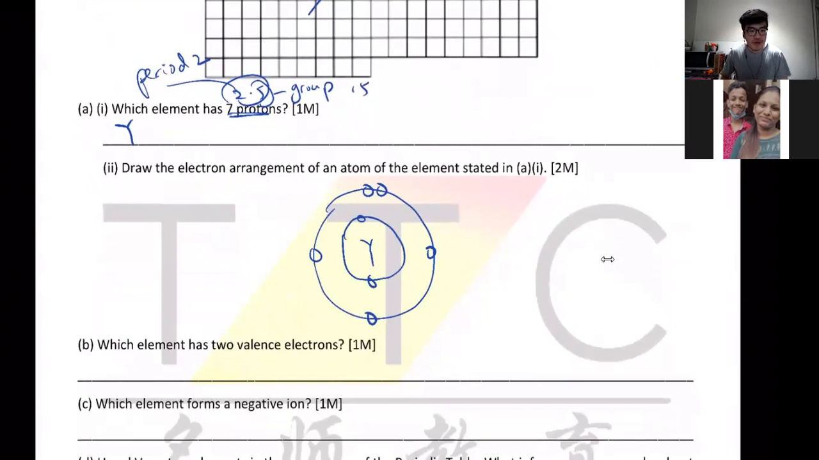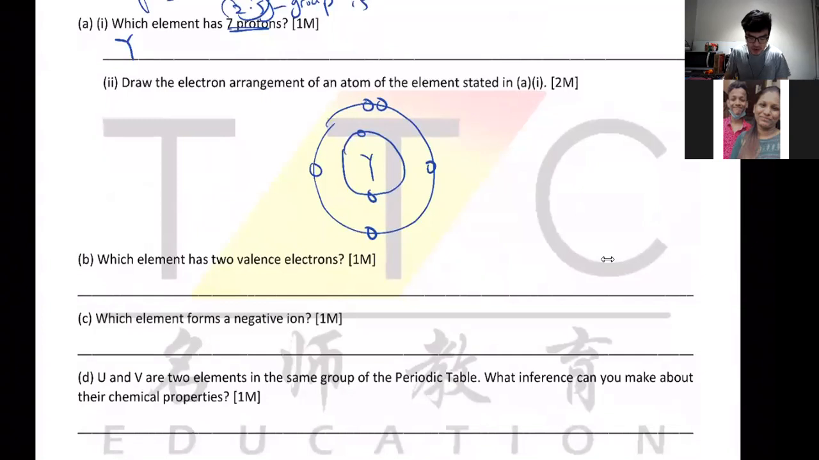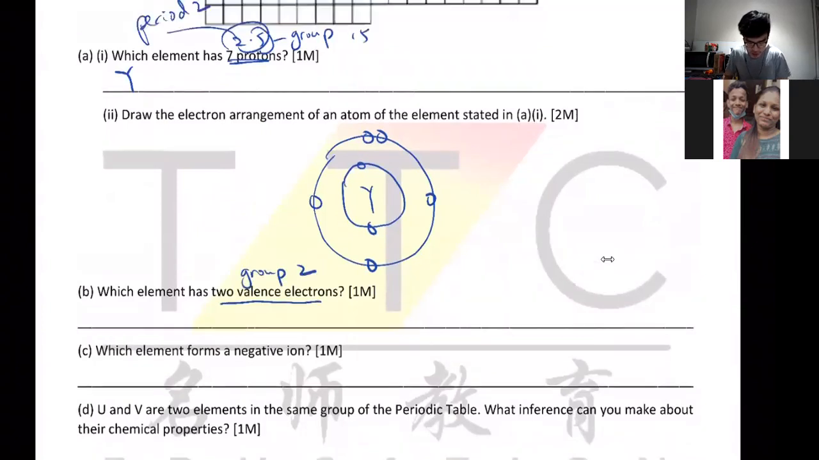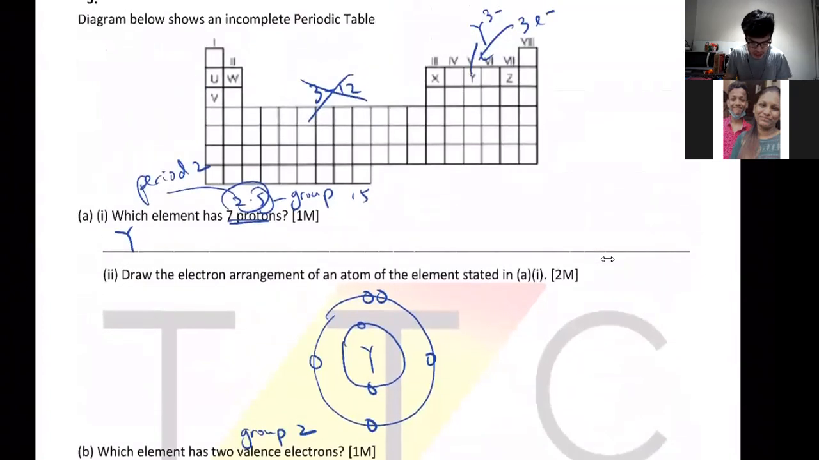Which element has 2 valence electrons? Very easy. 2 valence electrons means this is group 2. So which one is in group 2? This guy. There's only one group 2 here. So W.